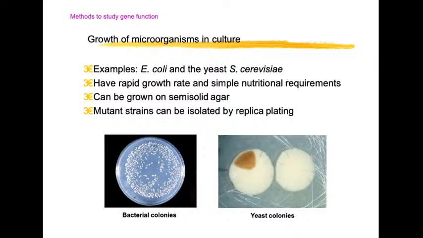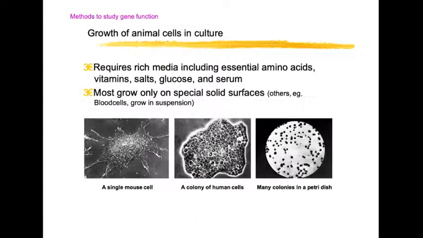So, growth of microorganisms in culture. Some examples are shown in the images below: the bacterial colonies and yeast colonies. The bacterial colonies have Escherichia coli and the yeast has Saccharomyces cerevisiae. They have a rapid growth rate, simple nutritional requirements, can be grown on semi-solid agar, and mutant strains can also be used for replica plating.